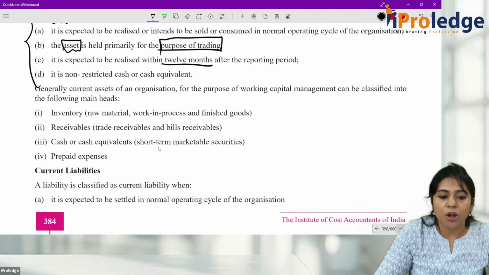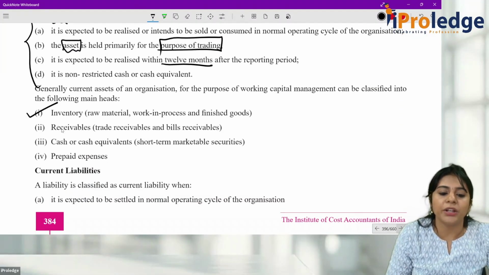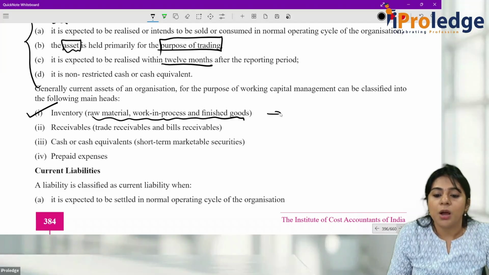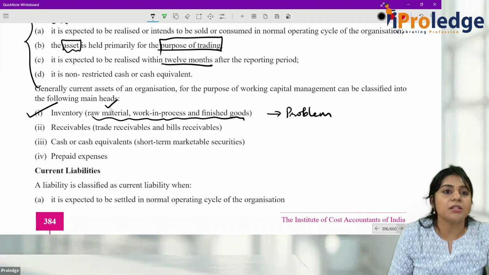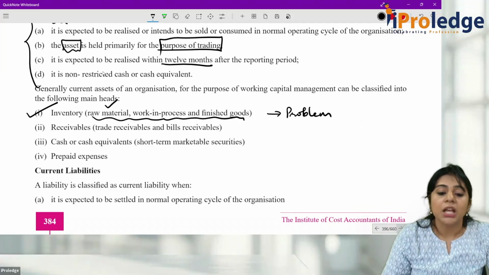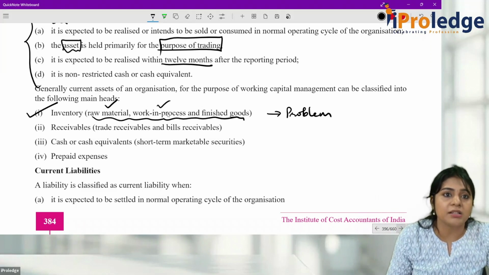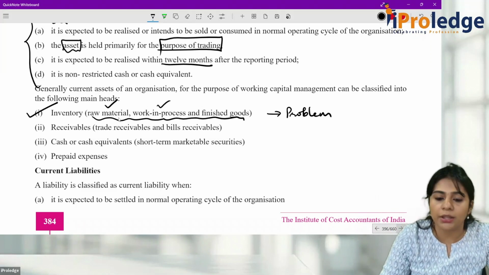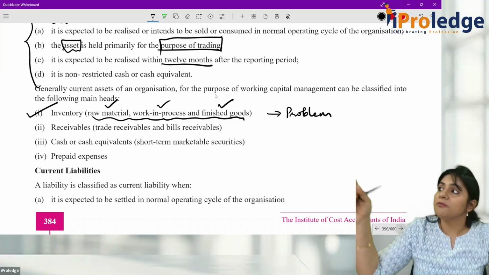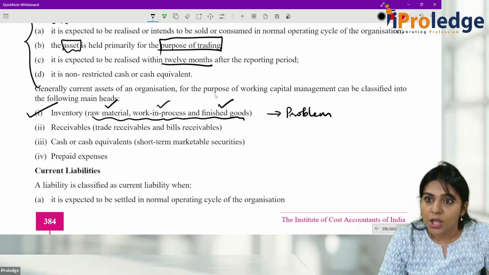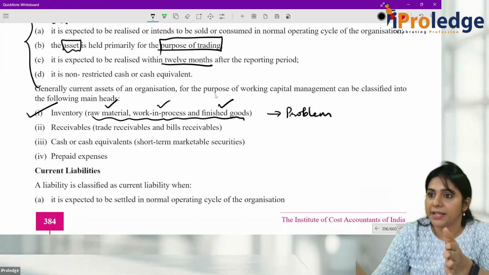Generally, what are the different kinds of current assets that we see? Inventory. Under inventory, we will give more focus to the classification of inventory when we go to problems. So you must be aware, inventory is not just inventory. Inventory will have raw materials, because we need to value raw materials. We need to value work in progress, or work in process, whatever we call it. And then finally, the finished goods. This classification is important from the problems perspective. So that's why we are reading step by step.